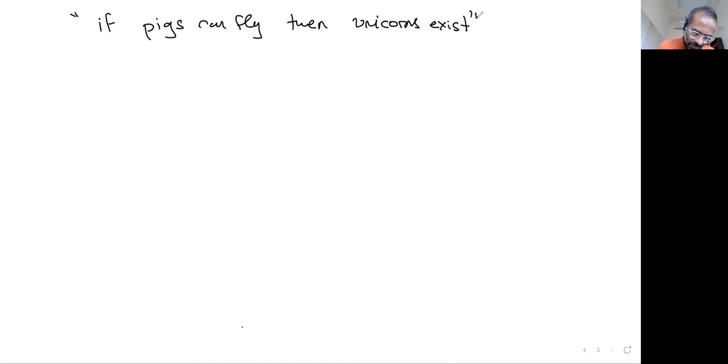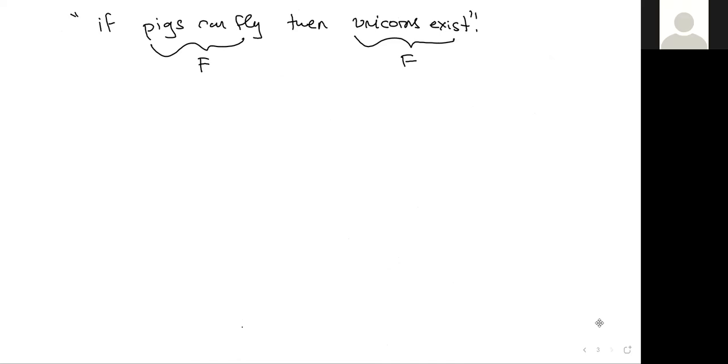And now the flip side is, let's look at this statement. If pigs can fly, then unicorns exist. So individually, this statement is false. This statement, as far as I know, is also false, for some definition of unicorn. Is this conditional statement true or false? True, exactly, because the hypothesis is false. So this is true. Okay, so this is maybe the new thing that you're not used to.